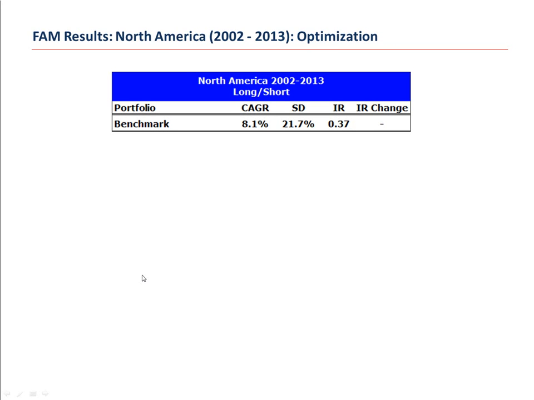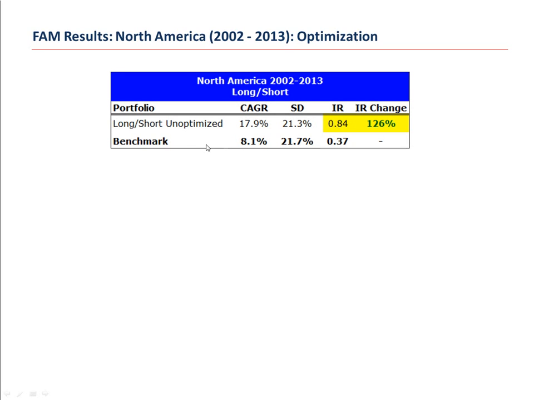Finally, let's take a brief moment to look at an optimization, the simplest sort of optimization possible. I simply want to take a look at how FAM works if we neutralize sector. We're looking at the same time period, 2002 to 2013, so 12 years. The benchmark during that period returned 8.1% compounded annual growth rate. Here's the standard deviation. The information ratio is quite low, 0.37. First, let's see if we just take a long-short portfolio of the best and worst FAM companies. You see that portfolio outperforms the benchmark by more than 100% with lower risk. We can see an information ratio expansion of 126%.